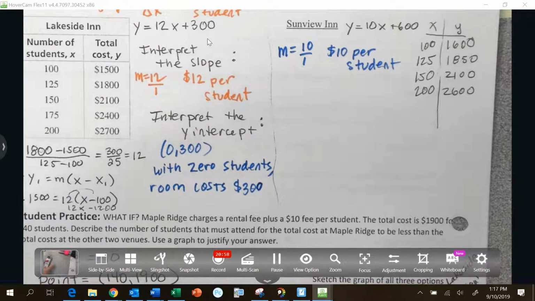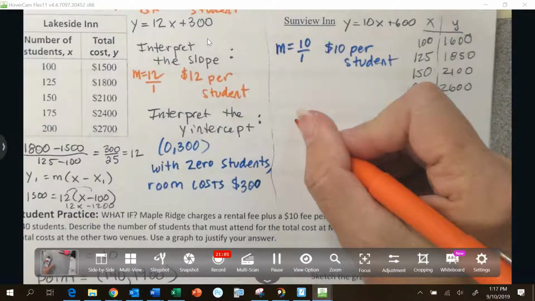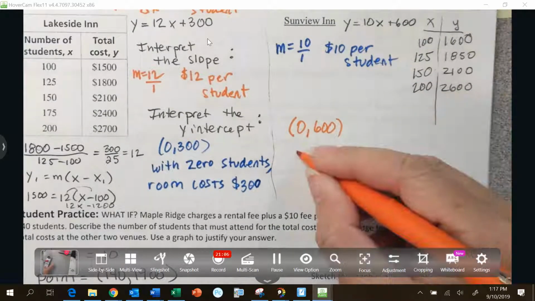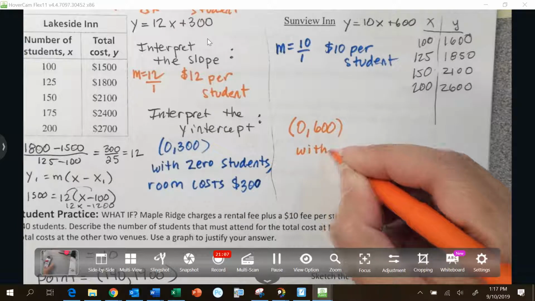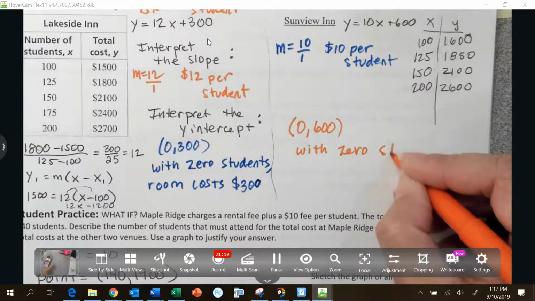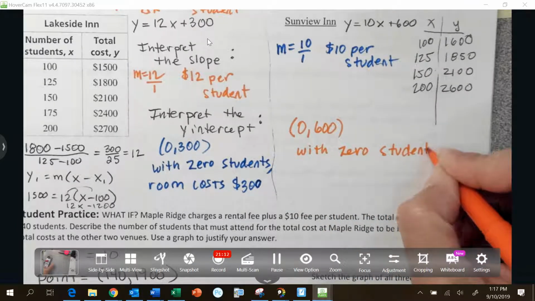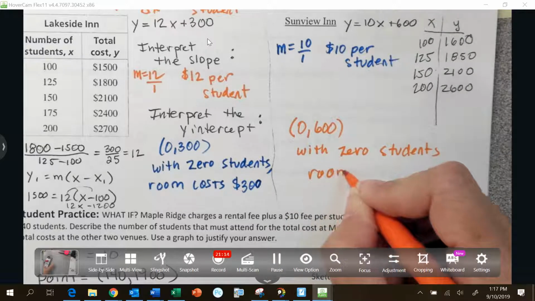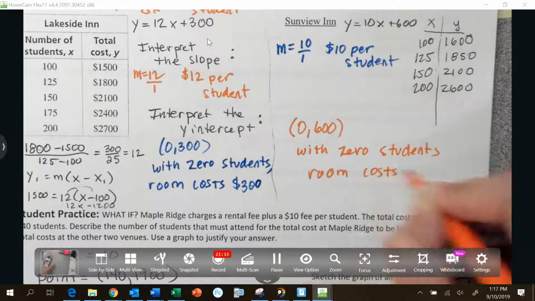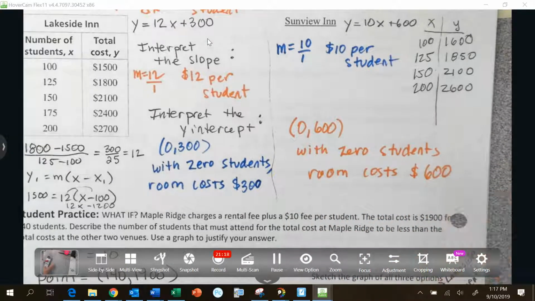How about Sunview Inn? Oh, shoot. If you have 0 students, you have to pay $600 for the room. With 0 students, room costs $600.